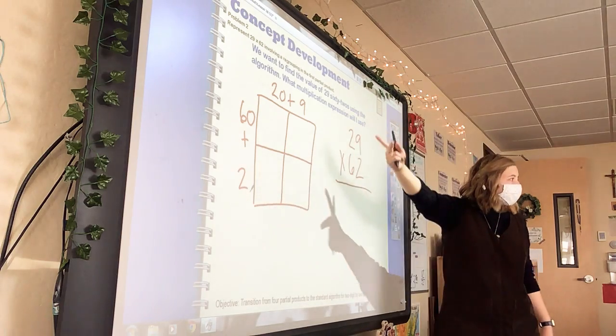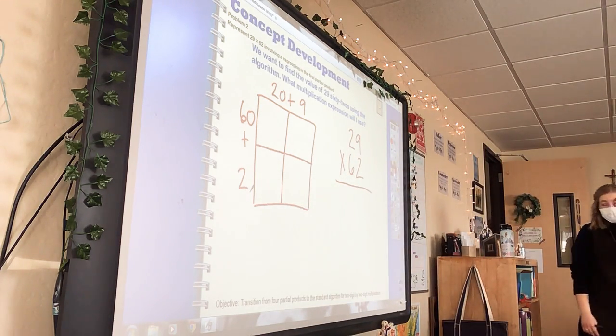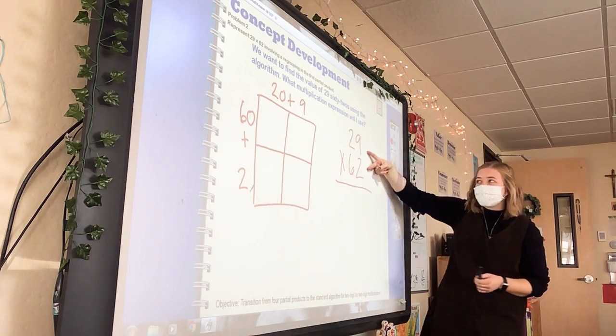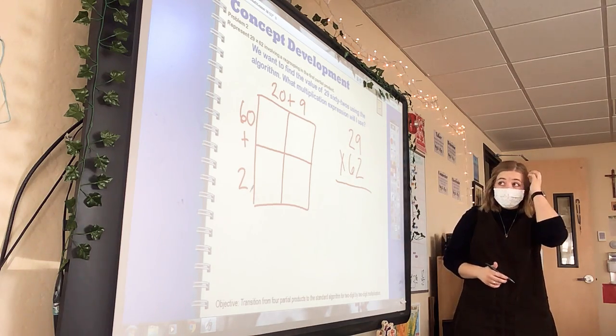Class, if those were flipped, would I still get the same answer? Yes. Okay? So the order did not totally matter. If these were flipped, would I still get the same answer? Yes. The order does not matter.